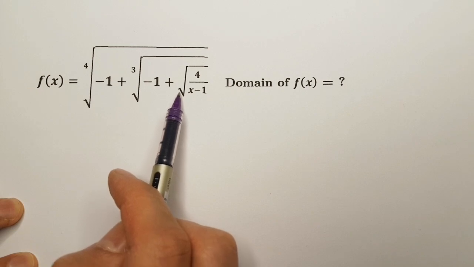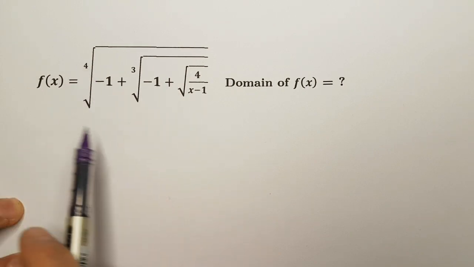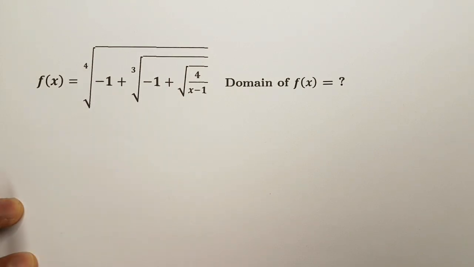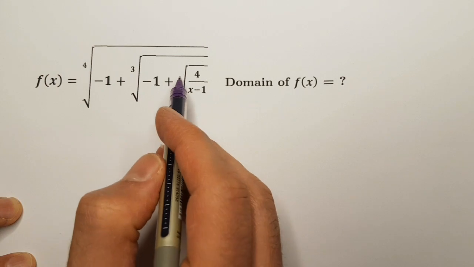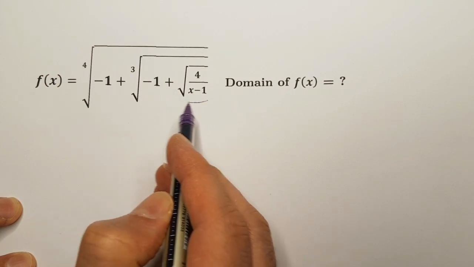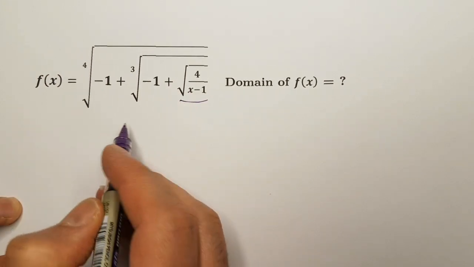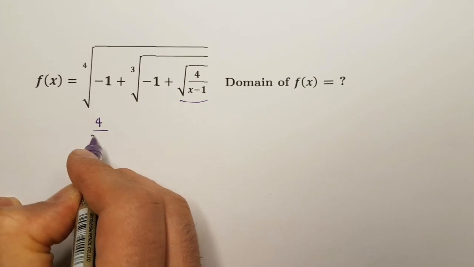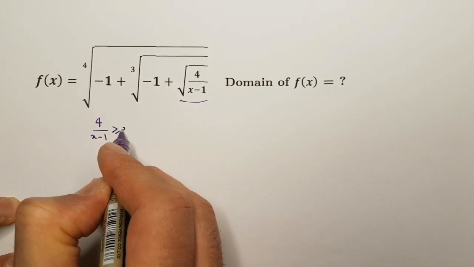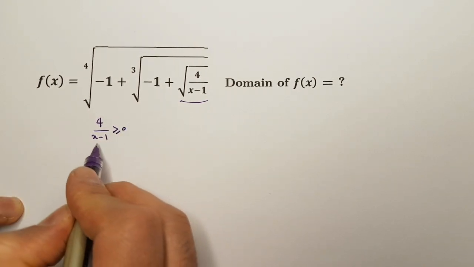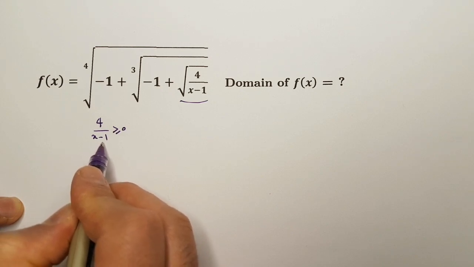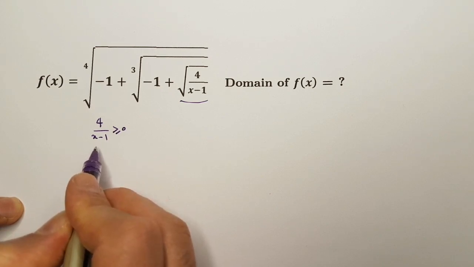The value under the square root or the fourth root should always be more than or equal to 0. So first of all, if we only consider this square root, 4 over x minus 1 should be more than or equal to 0. And x cannot be 0 because it's in the denominator.